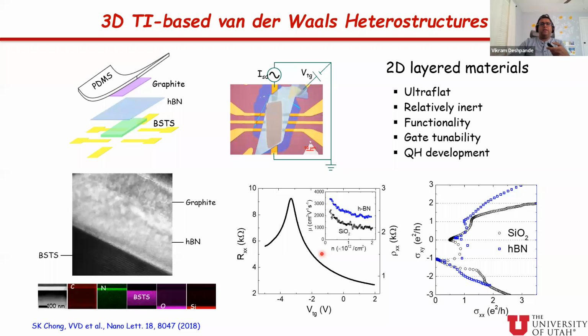We made van der Waals heterostructures, combining these 3D materials with 2D materials, namely hexagonal boron nitride, which was a dielectric, and graphite, which was a gate. Then by applying a voltage on the gate, you can tune the chemical potential of, in this case, the top surface. As you can see here, the longitudinal resistance goes through a peak, indicating that you are going through the Dirac point of the surface.